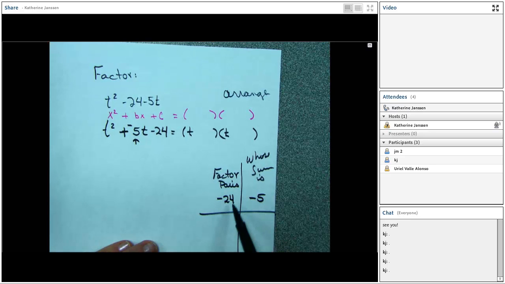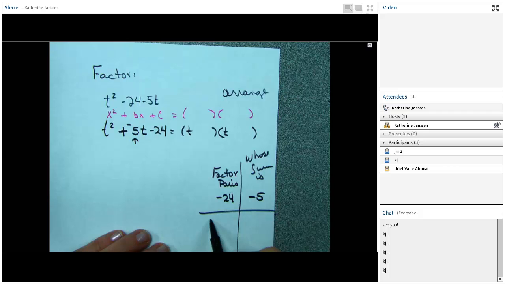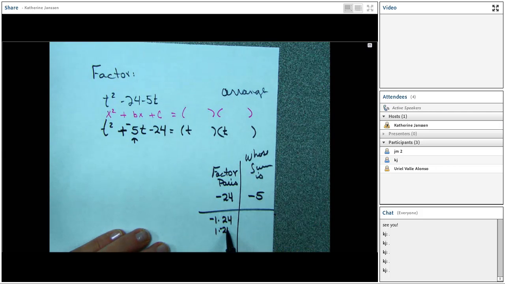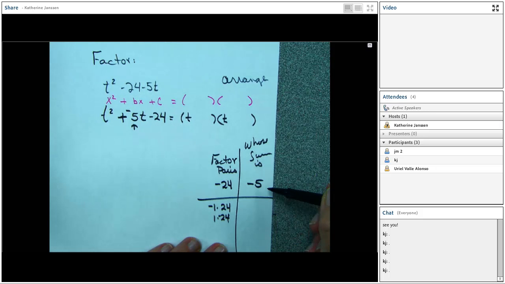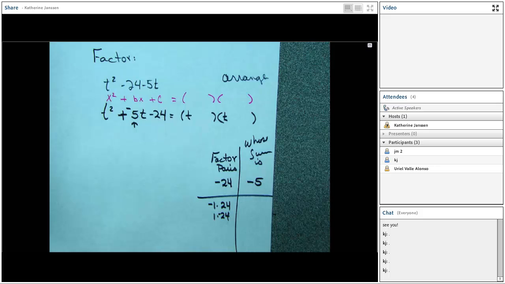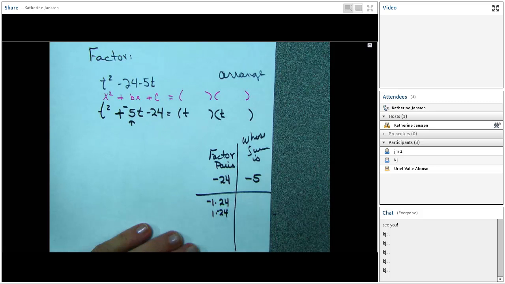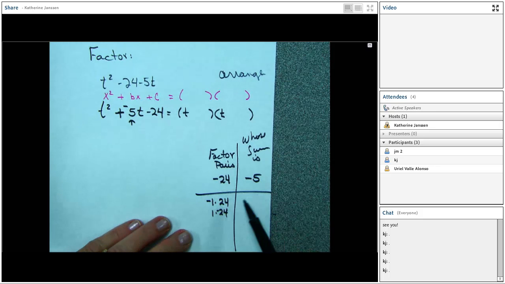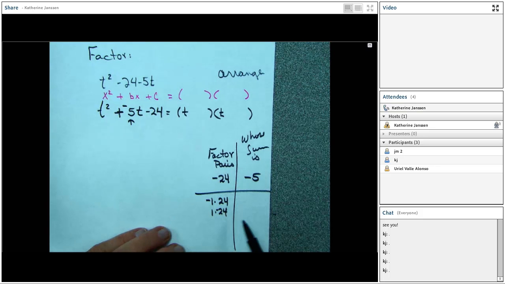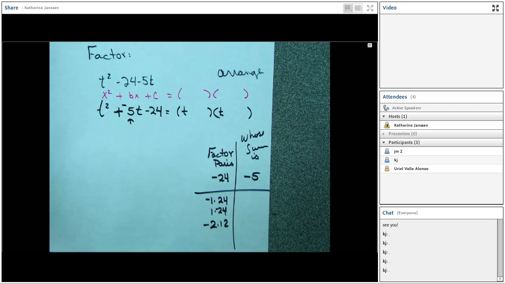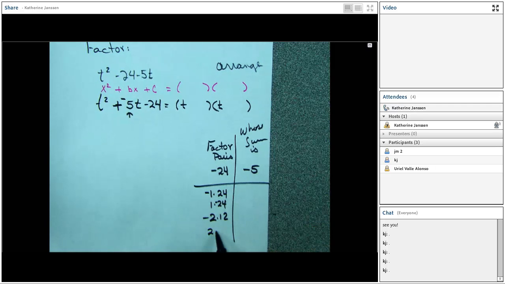So we're looking for factor pairs of negative 24. That'd be a negative 1 times 24, 1 times a negative 24, but I'm pretty far away from 5 when I'm adding. The range is extreme. So let's look for factor pairs that are a little closer together. So I have 2 times 12. Let's see, a negative 2 times 12, 2 times negative 12, and that's 10, looks like. Getting closer.